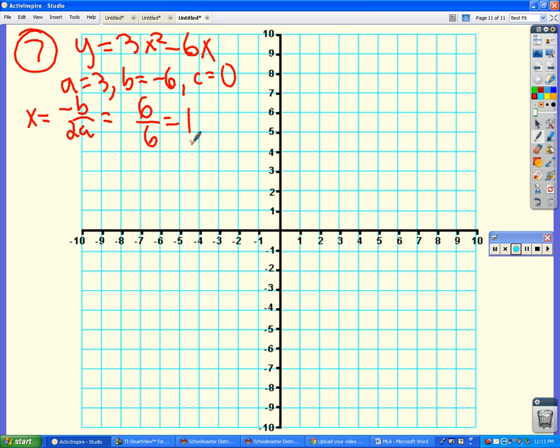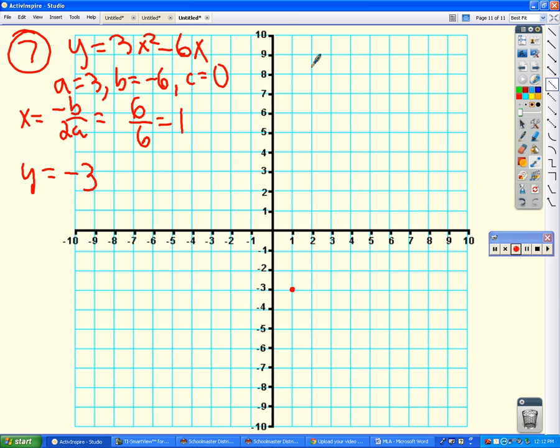Okay? What do I do with that? Plug it in. If I plug it in for x in the original equation, what do I get for y? Negative 3, very nice. So that tells us that our vertex is at (1, -3). So that means that this is going to be the axis of symmetry.